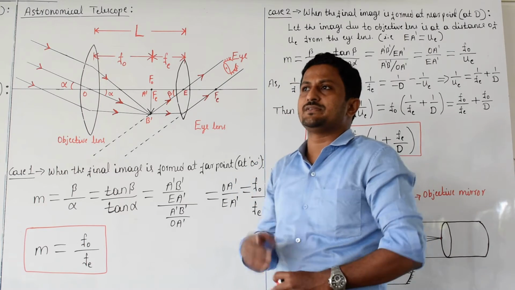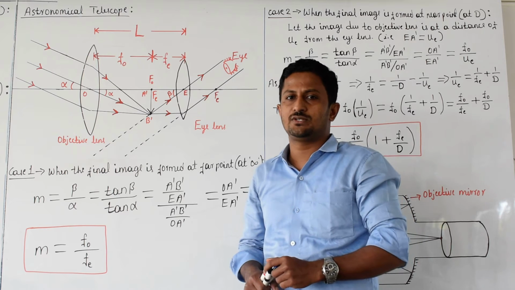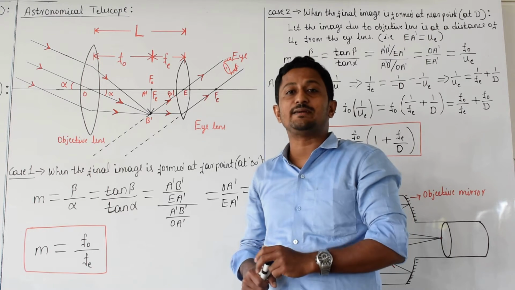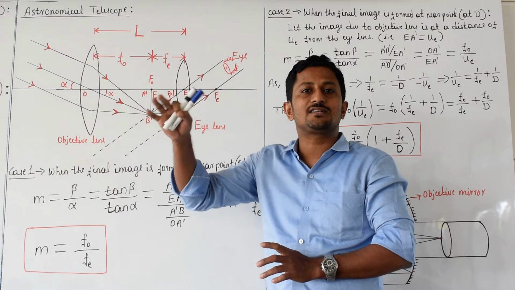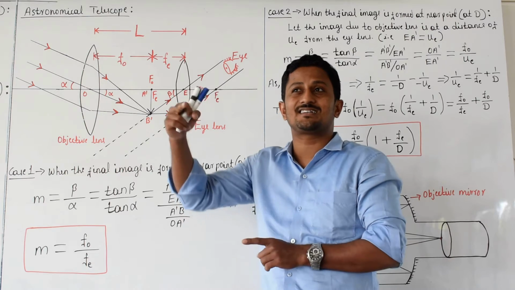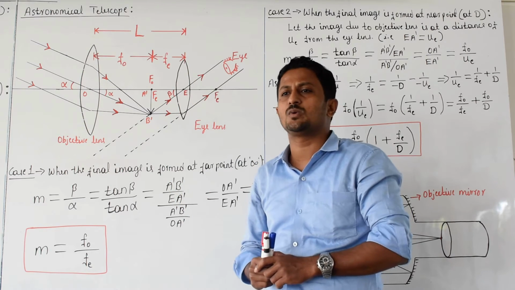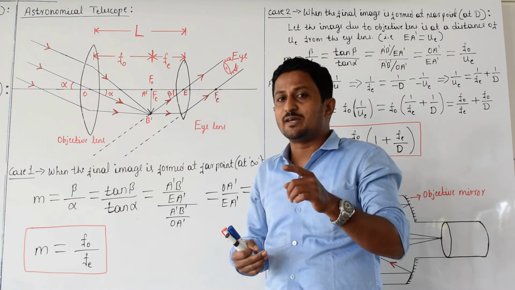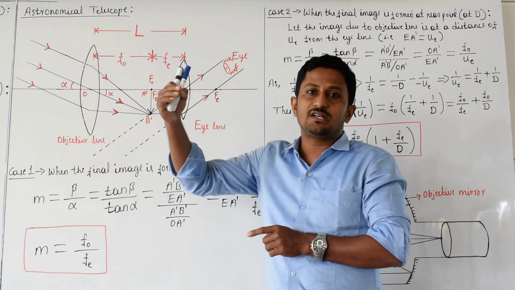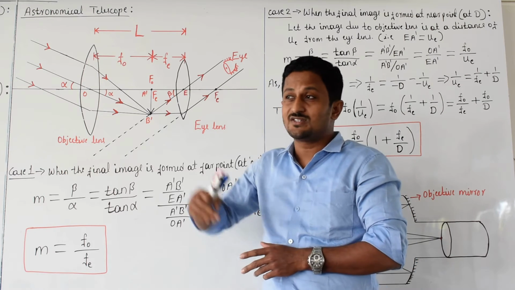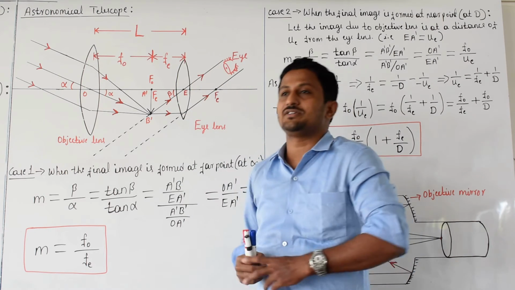See, telescope means an optical instrument used to see clear images of distant objects. Clear images of distant objects means what? With this instrument we are going to see the images of objects which are at a far distance.